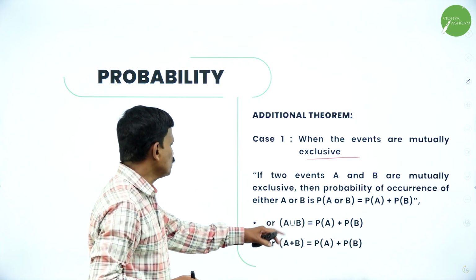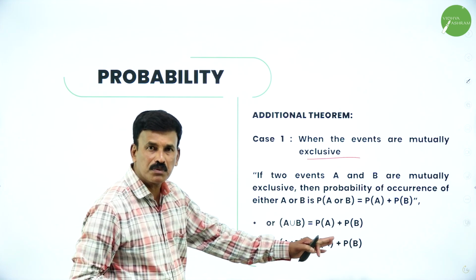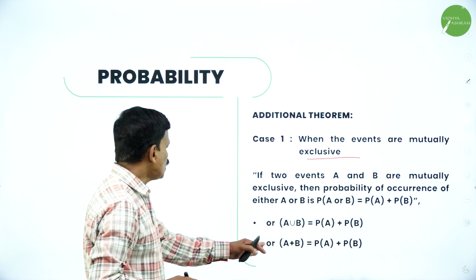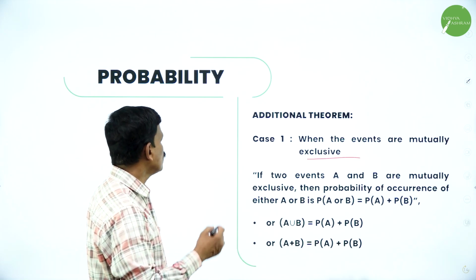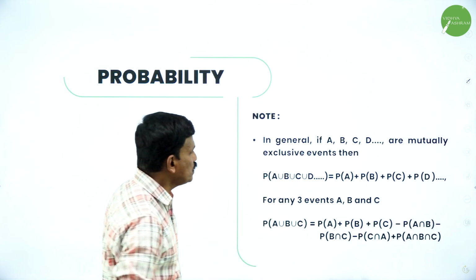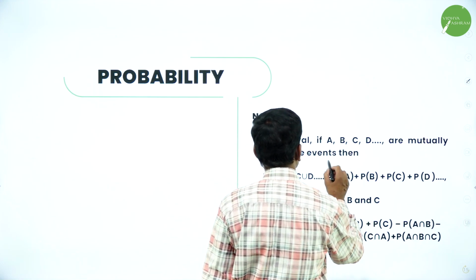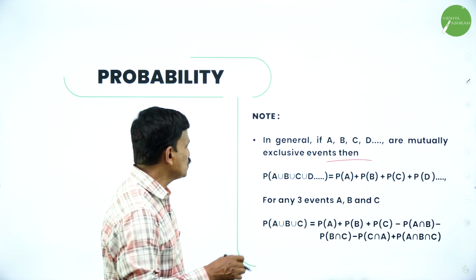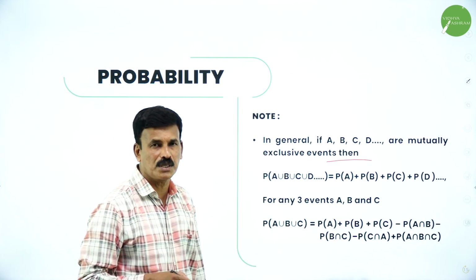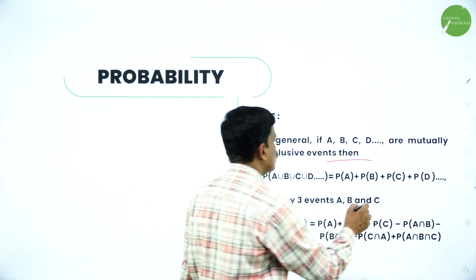So, probability of A union B is equal to probability of A plus probability of B. Now, in general, if A, B, C, D, etc. are mutually exclusive events, then probability of A union B union C union D, etc. is equal to probability of A plus probability of B plus probability of C, etc.